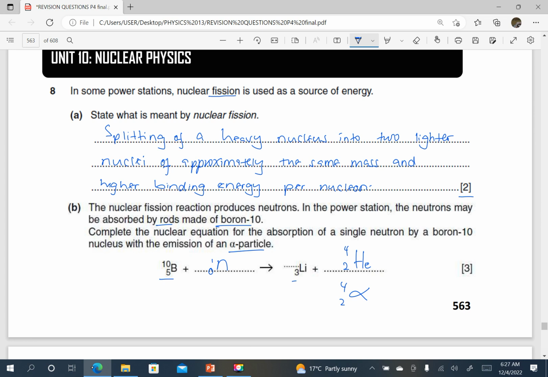This side it is 3 plus 2, which is 5. This side is 5 plus 0, which is 5. But the nucleon number is not balanced. On the left, we have 10 plus 1, which is 11. On the right, we have x plus 4. So 11 should be equal to x plus 4, so x is going to be 11 minus 4, which is 7. So the nucleon number here is actually 7. So that is the complete equation. Of course, if you're a chemistry student, you know that lithium's nucleon number is 7.